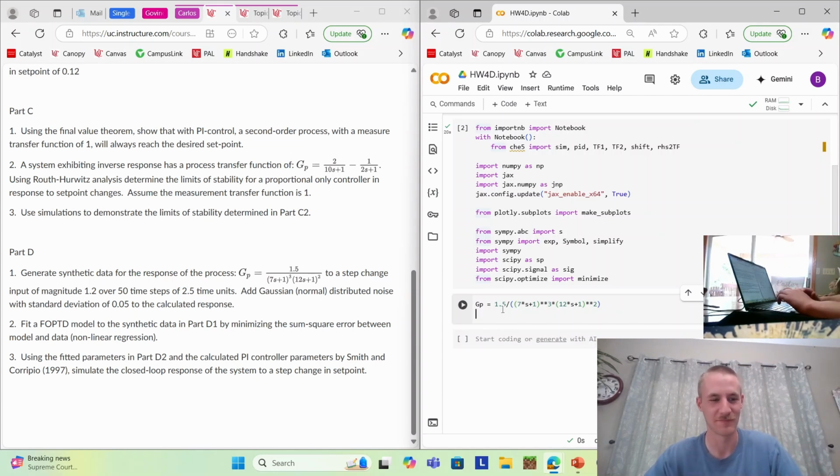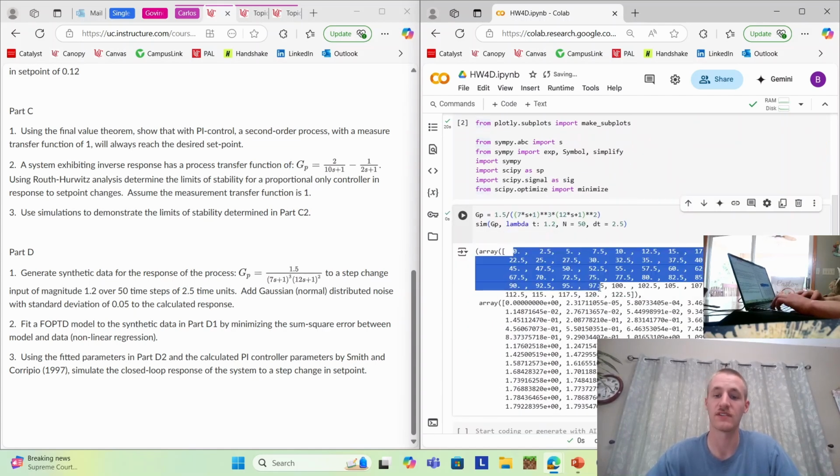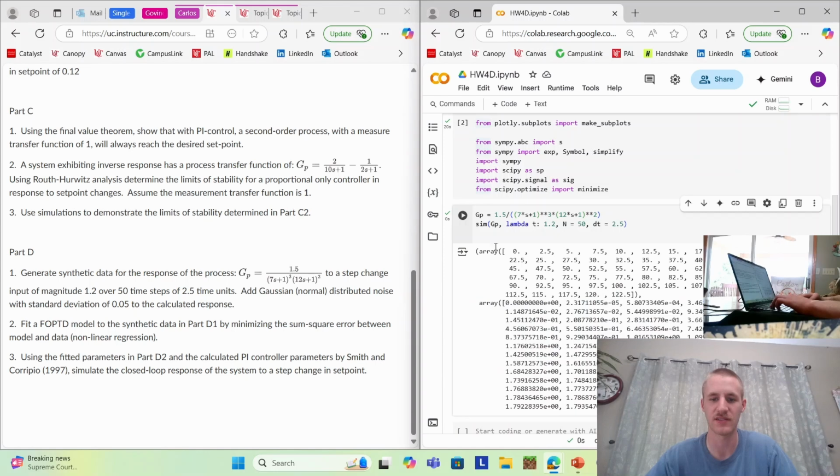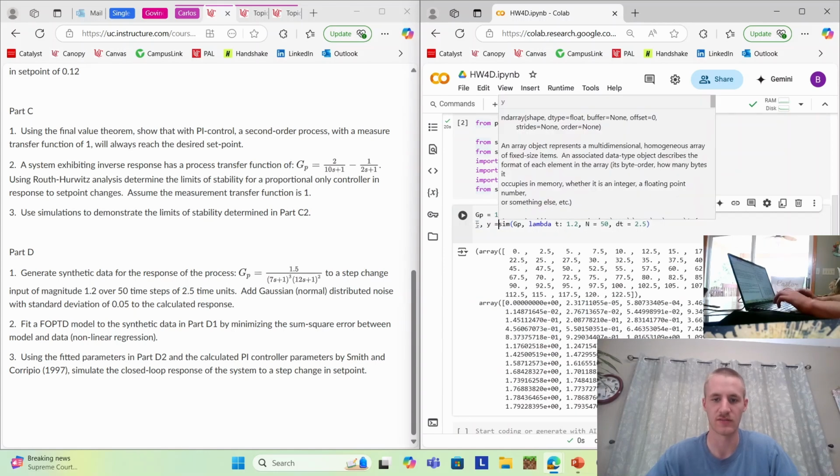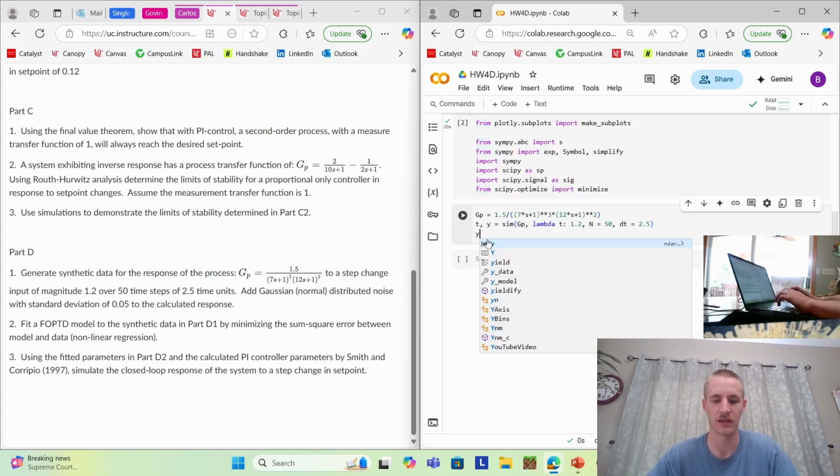So now we're gonna do a simulation of this. So simulating a time response. We need our time function, so we'll do a lambda function of t that's just going to output 1.2. We have n equals 50, dt equals 2.5. And then if we go ahead and enter that, we have our time steps and our height response.